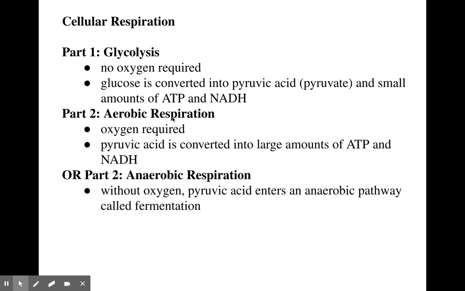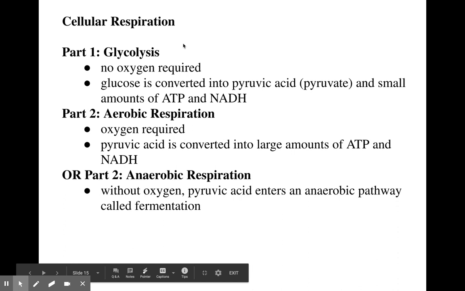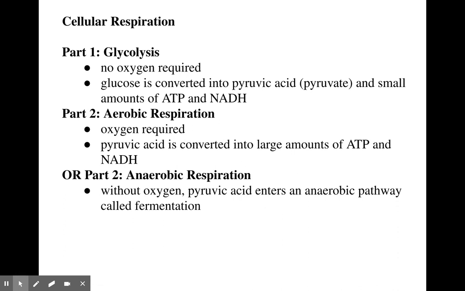Then we have part 2. For multicellular organisms, they're going to do aerobic respiration. That's where oxygen is required. That is where pyruvic acid is going to be making a huge amount of ATP and NADH. Or for probably smaller single cellular organisms, they do anaerobic respiration, which means that they're doing respiration without oxygen and basically just breaking down the pyruvic acid to get back up into glycolysis, ready for glycolysis again.